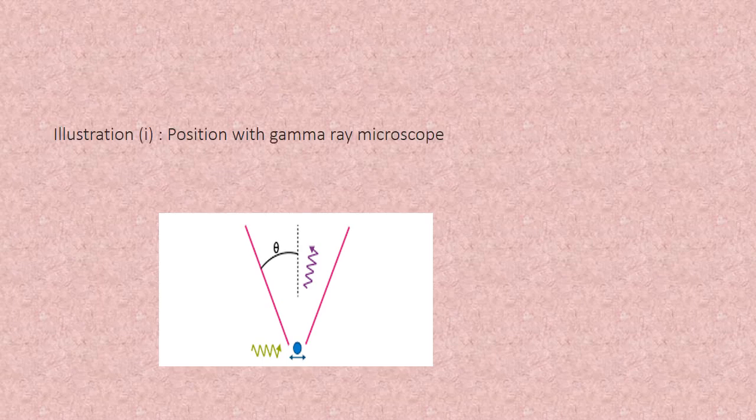The first illustration: position with the gamma ray microscope. How to determine? Suppose we try to measure the position and linear momentum of an electron using an imaginary microscope with a very high resolving power. The electron can be observed if at least one photon is scattered by it into the microscope lens. The resolving power of the microscope is del x equal to lambda by 2 sin theta.